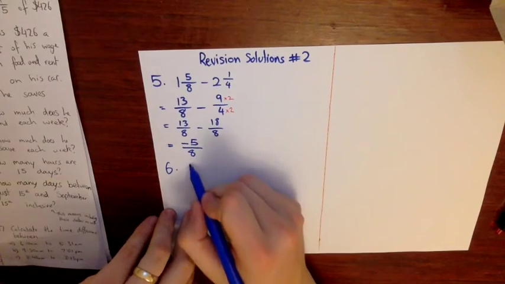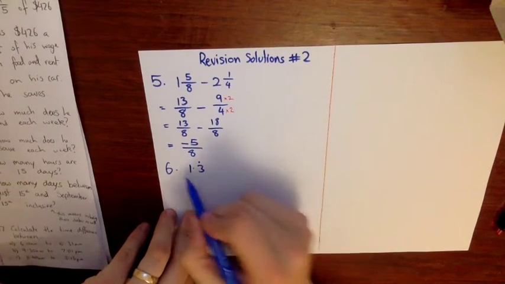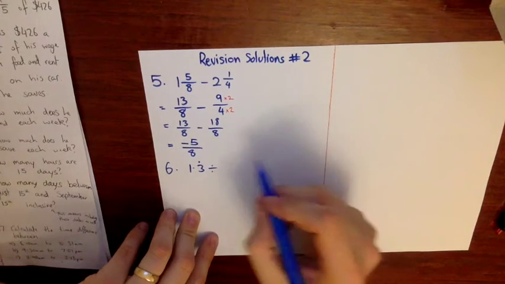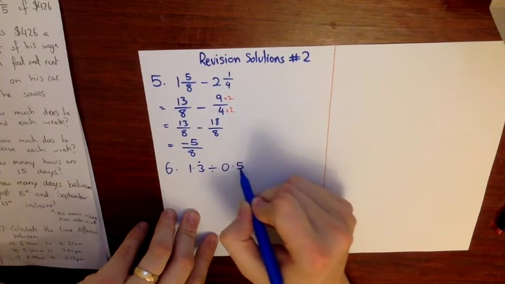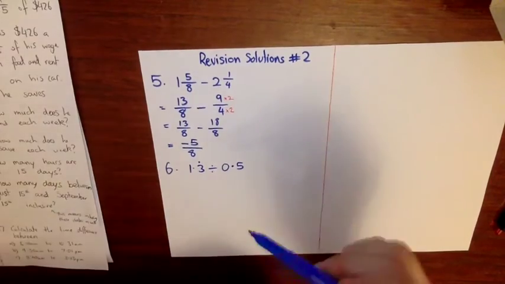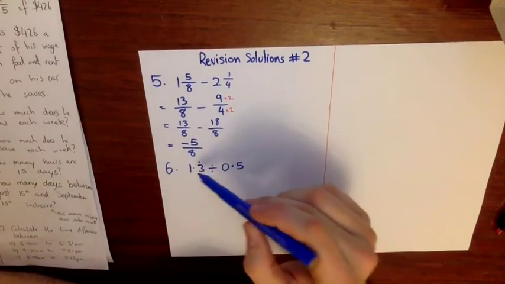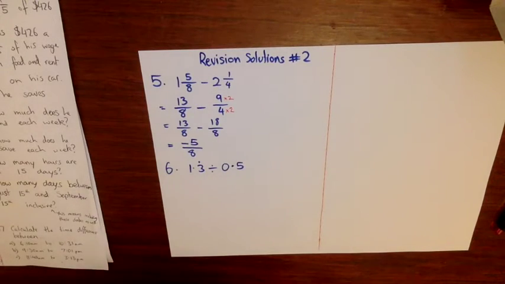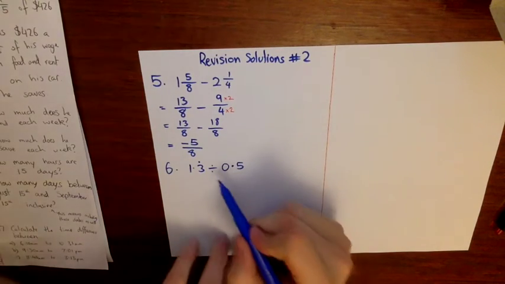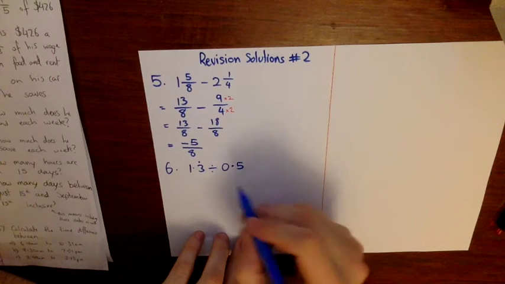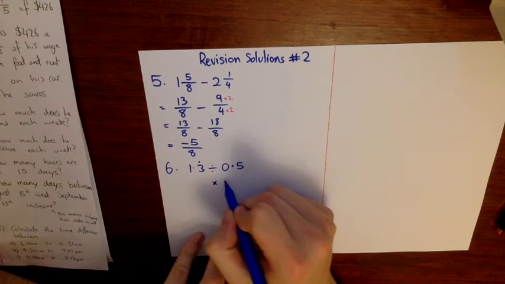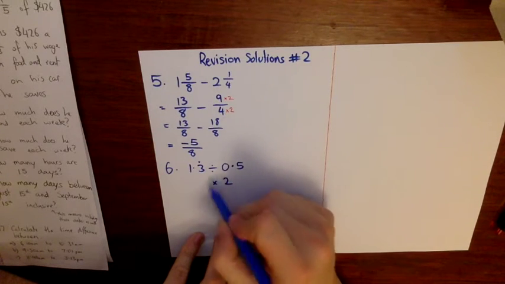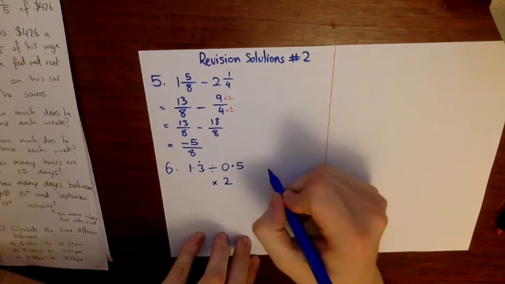Question 6, 1.3 repeating, which means 1.33333 continuing on into infinity, divided by 0.5. Now, there's a trick to this question, because 1.3 repeating is an awfully difficult one to be doing division with, but we need to remember that dividing by a half is equivalent to multiplying by 2. Okay, I'll say that again. Dividing by a half is equivalent to multiplying by 2.